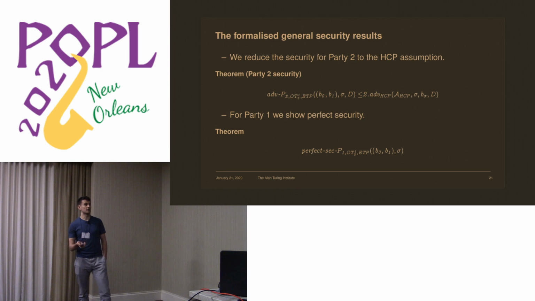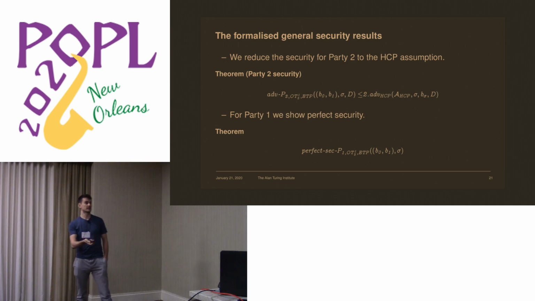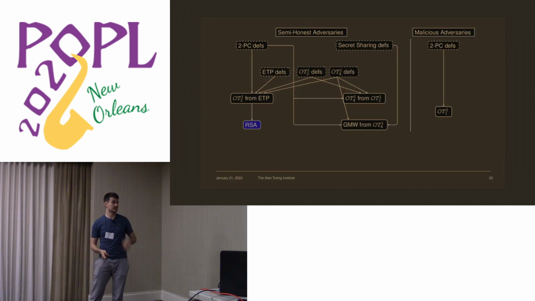And how do we actually show security? Well, for party 2, we have this reduction. We show that the advantage of party 2 is less than 2 times the advantage of this hardcore predicate security property, which we've also had to define. So we've just shown this reduction to a hard problem. And for party 1, we show perfect security. This just means that the real view and the ideal view are the same, and they're equal.